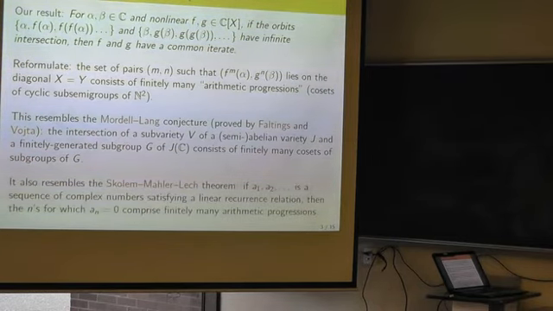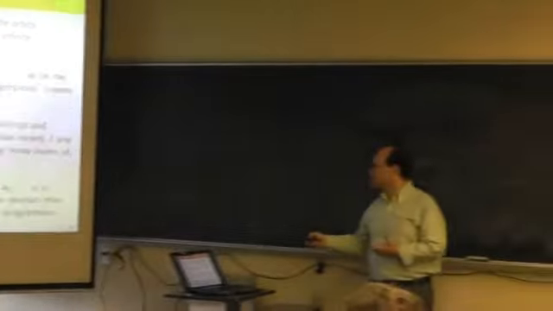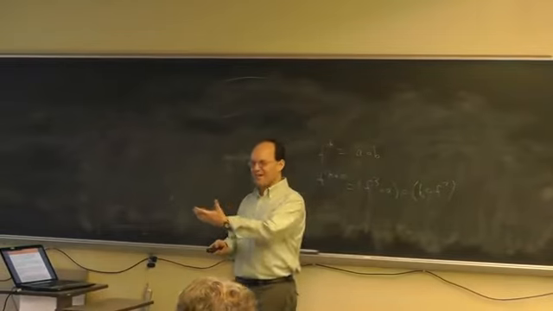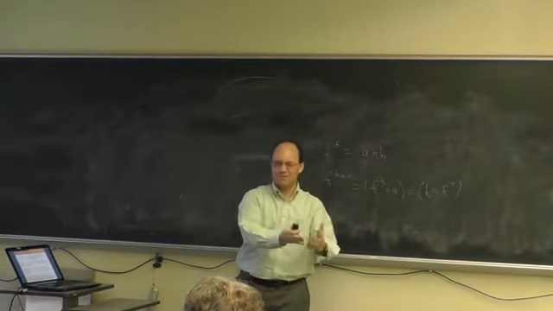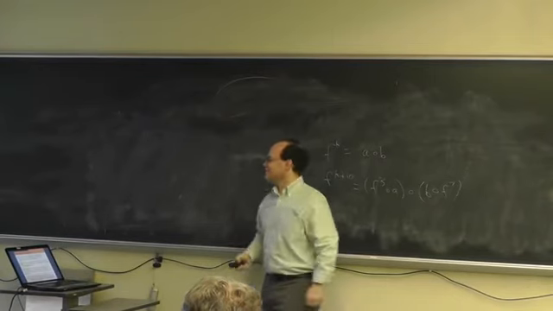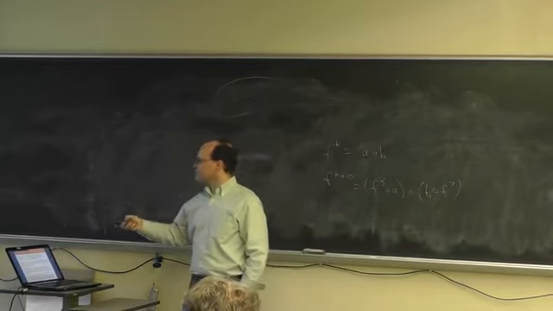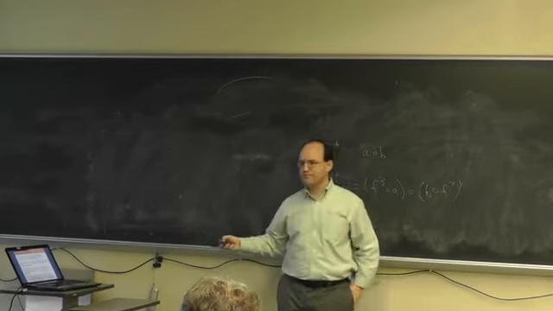Like I said, this also resembles the Skolem-Mahler-Lech theorem, which is a fabulous theorem. It's kind of psychologically amazing. I'll explain that in a minute. But so you have some sequence of complex numbers that satisfies a linear recurrence relation. So like the Fibonacci numbers, or something like a_{n+5}. You have a_{n+5} is some rule, some linear combination of the previous handful of terms of the sequence. And for any such linear recurrence relation, if you just look at the spots where a_n is 0, it's just finitely many arithmetic progressions.